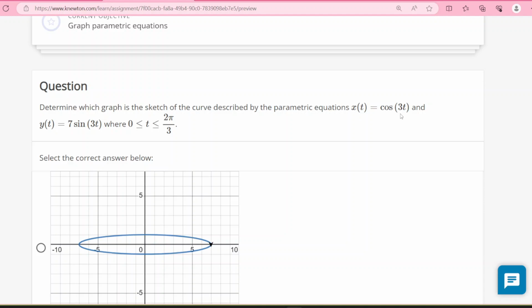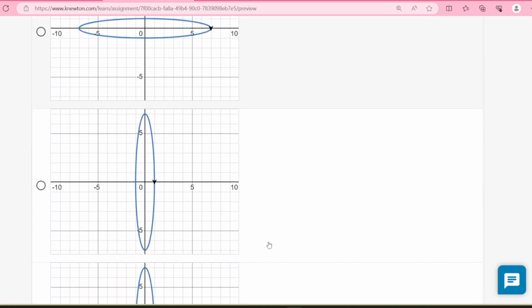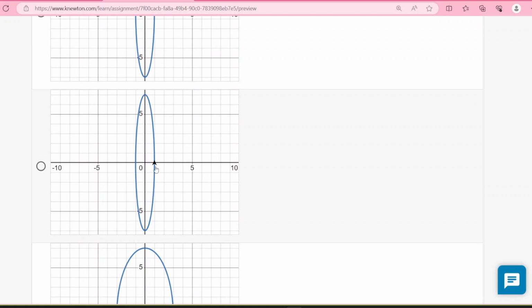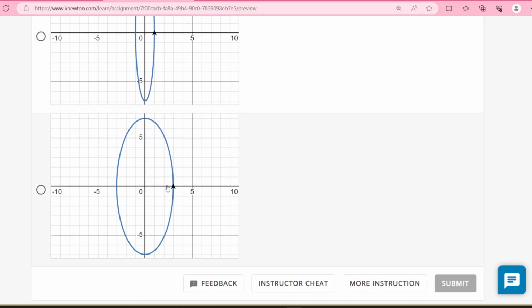You could do elimination of the parameter and see that x squared plus y over 7 squared, so y squared over 49 equals 1. And that would be an ellipse with a center at the origin, vertices at 0, 7 and 0, -7, and co-vertices at 1, 0 and -1, 0. Okay, but look at the arrows on it though. So remember I said a lot of times on these parametric curves, they'll put an arrow on it to tell you which way things are going.